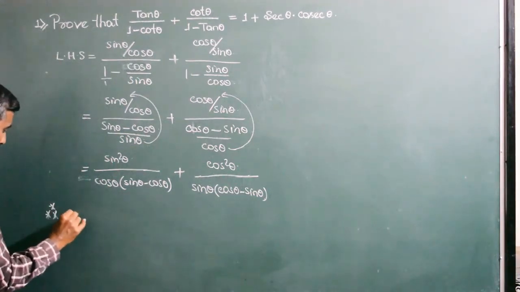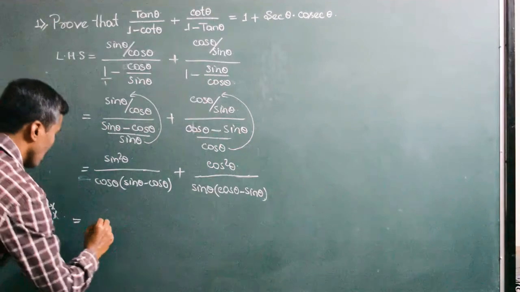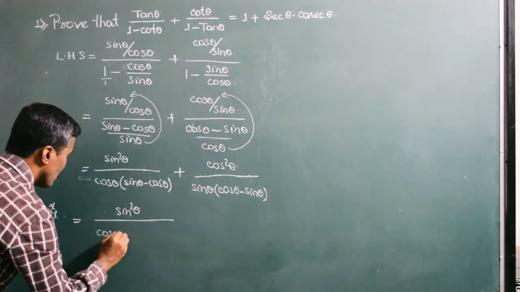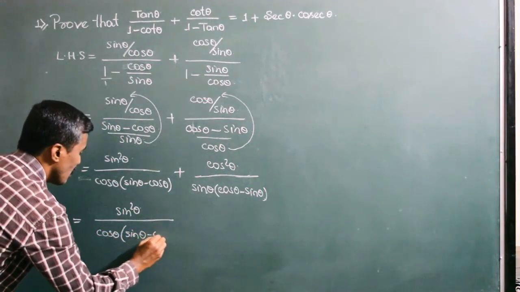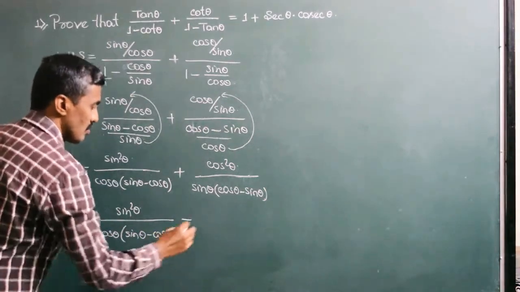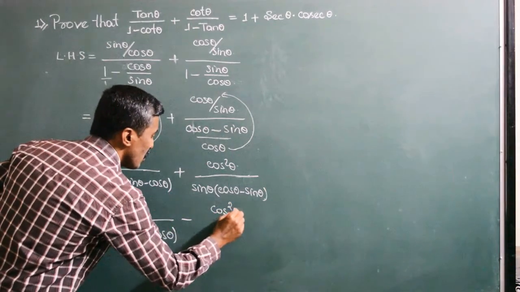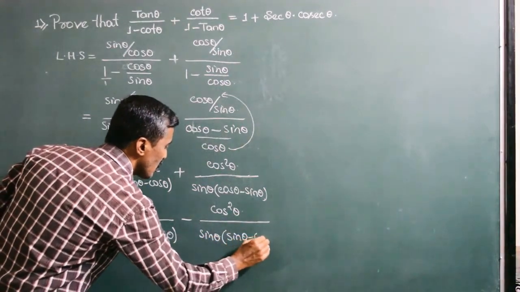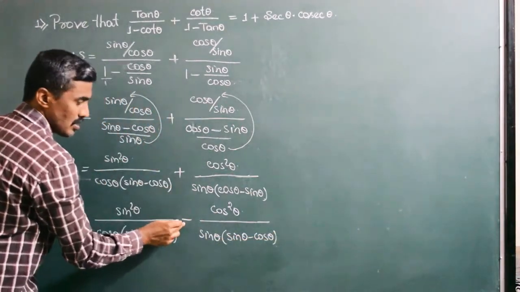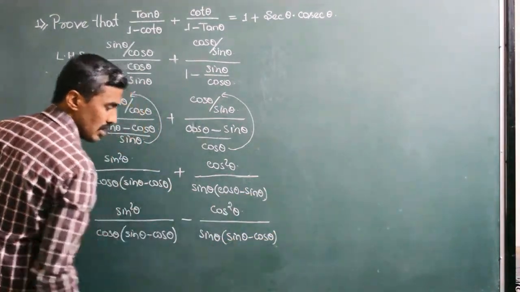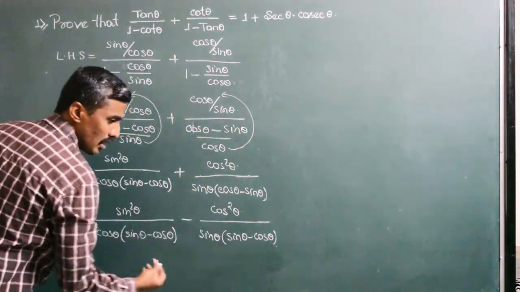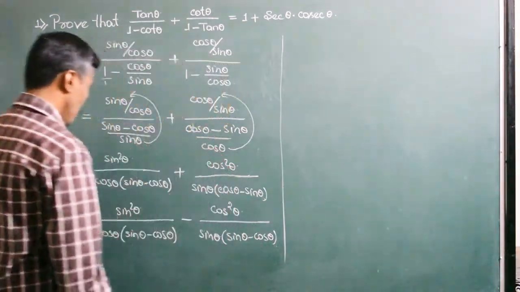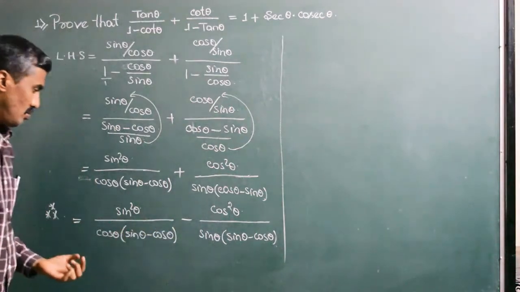We have discussed this in the 5th problem of the previous video. So the first fraction I will keep as it is, sin square theta divided by cos theta into sin theta minus cos theta, minus cos square theta divided by sin theta into sin theta minus cos theta. So plus becomes minus, then cos theta minus sin theta becomes sin theta minus cos theta. Now the terms within the bracket are the same and with the same sign. So next, continue.